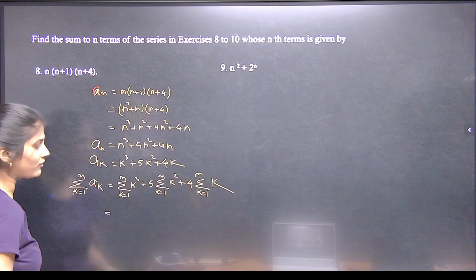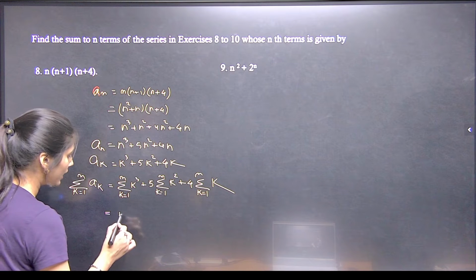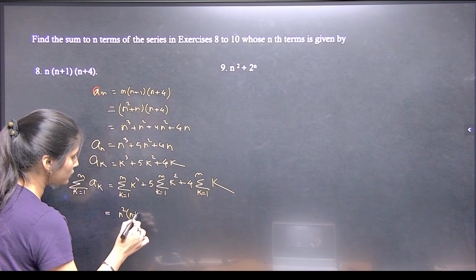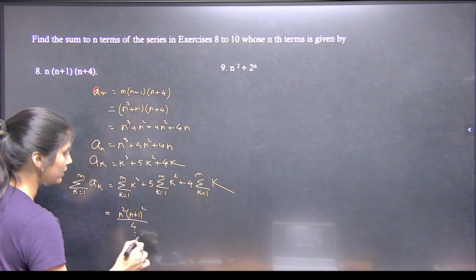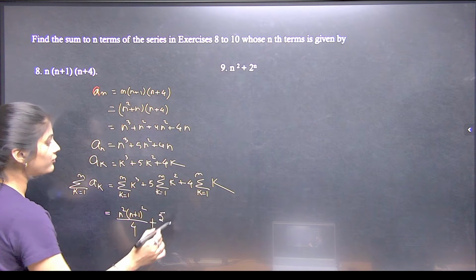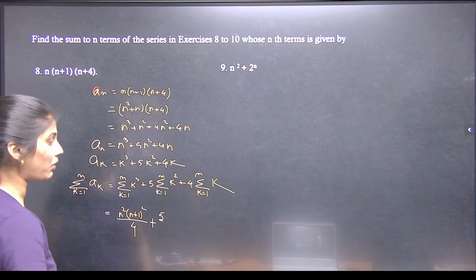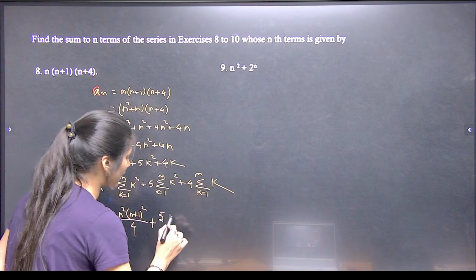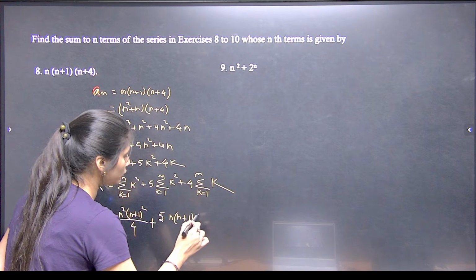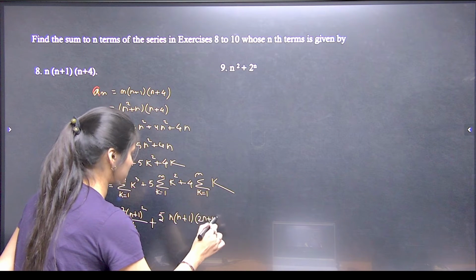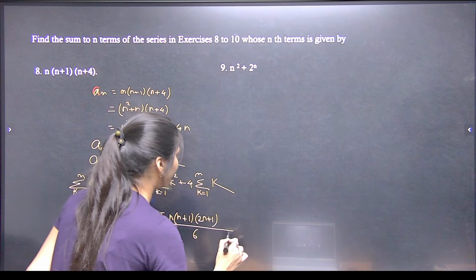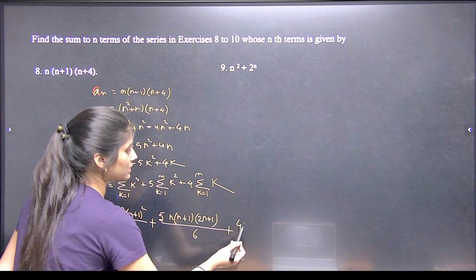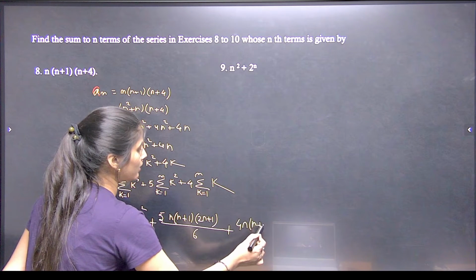Now what is the formula for sum of cube of natural number? It is n square (n plus 1) whole square by 4. Okay, what is the formula for sum of square of natural number? It is n (n plus 1)(2n plus 1) by 6. And then we have 4. Sum of natural number is n (n plus 1) by 2.